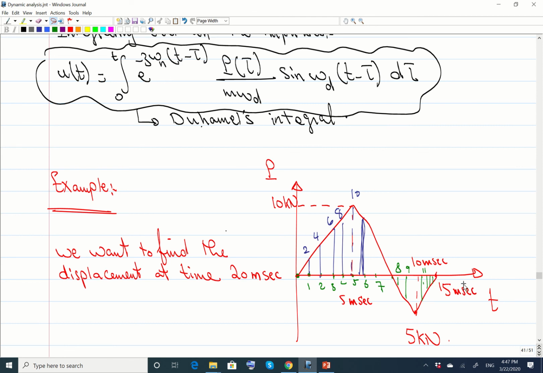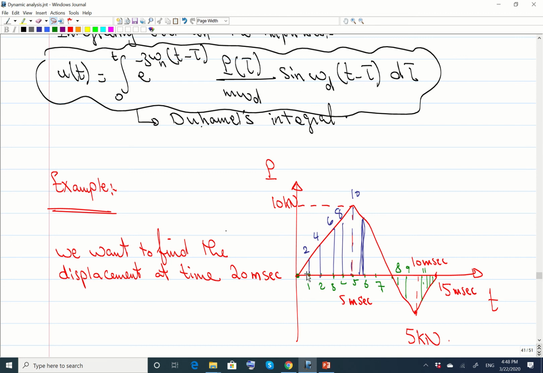So tau is changing depending on the time step. T is constant. T is 20. I want to find the displacement at 20 milliseconds. This is milliseconds, okay? So here, you're going to do this calculation. Delta T is 1, or delta tau is 1. So e power negative zeta. Zeta is constant. Omega n is constant. T is constant. Tau is the time of the step here, the location of the step. So here you have 0, and then this one becomes 1, 2, and so on.